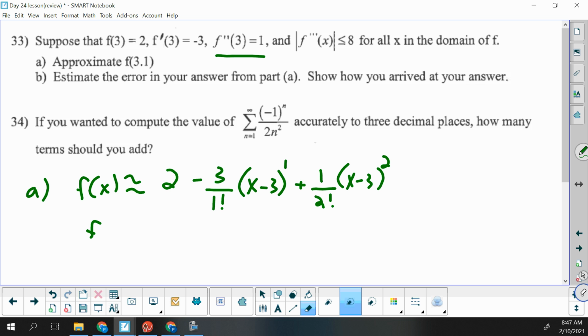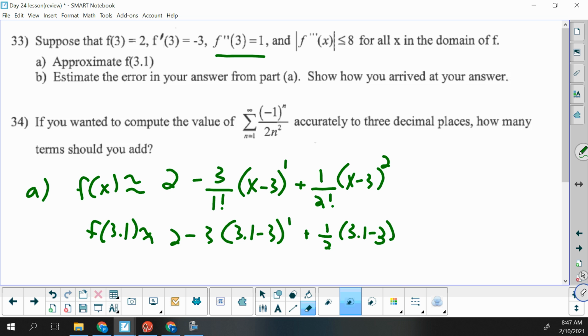So we want to then find f of 3.1. I'll neaten this up a little bit as I'm doing it, but we're just filling in 3.1 for each of these. And when we do that in our calculator to 3 decimal places, we get 1.705.